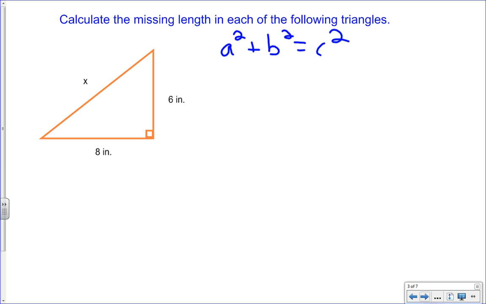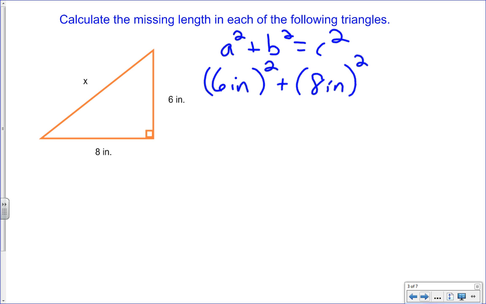Now does it matter? My legs here are 6 inches and 8 inches, right? Does it matter which one's A and which one's B? No, because it's addition, right? So there's that commutative property again. So once again, you're going to notice something a little bit different with me. When I substitute things into the formulas, I do put their labels as well. Am I going to require you to do that? No. But it might be a good idea to see where things are coming from. Okay.